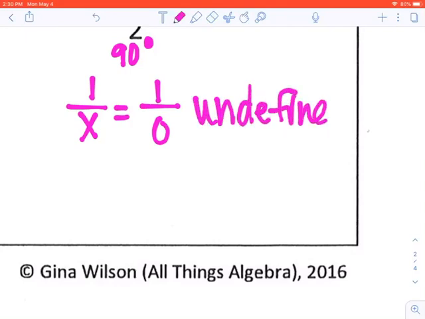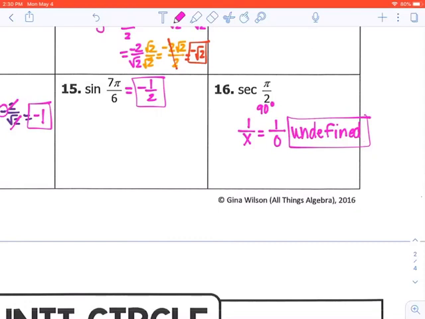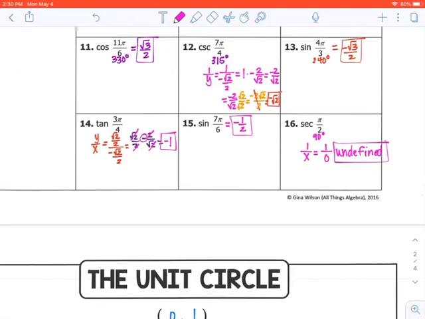You can also get an answer of 0. It is possible to get an answer of 0 for some of them, like the cosine of 90 degrees is 0. But the secant of 90 degrees is undefined. So it is possible to get undefined answers and 0 answers.